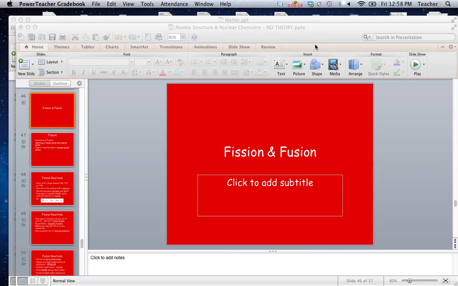All right, so that concludes our discussion about fission and fusion, and the last little bit that we will talk about has to do with the uses of radioisotopes and how it benefits us as humans.